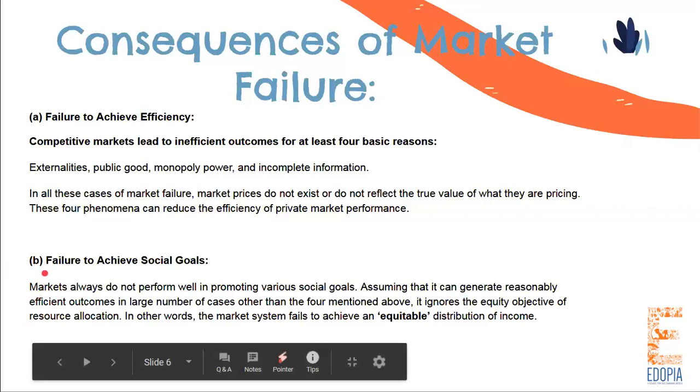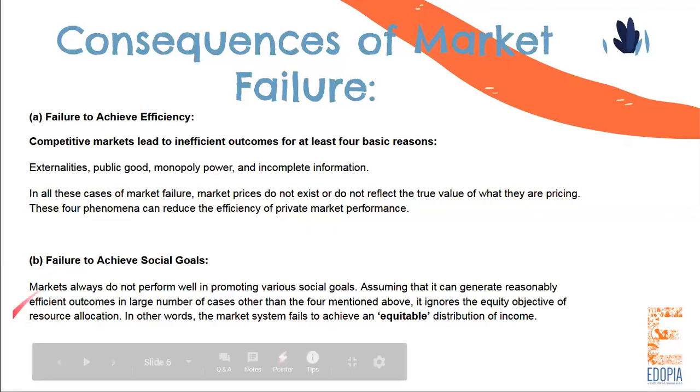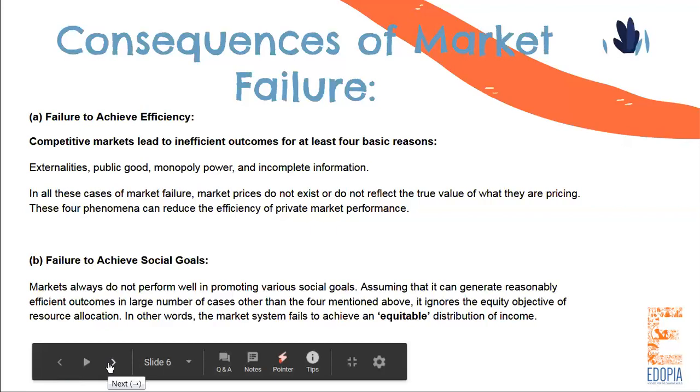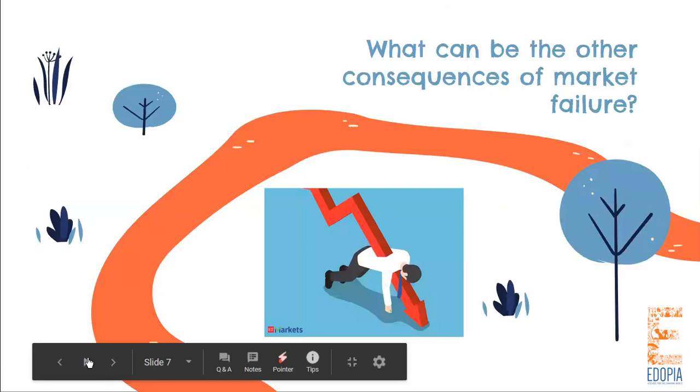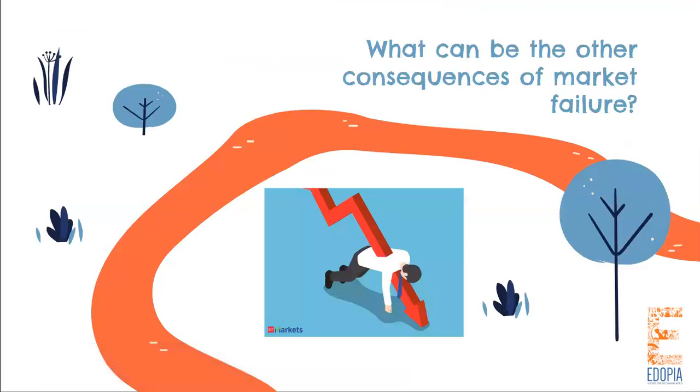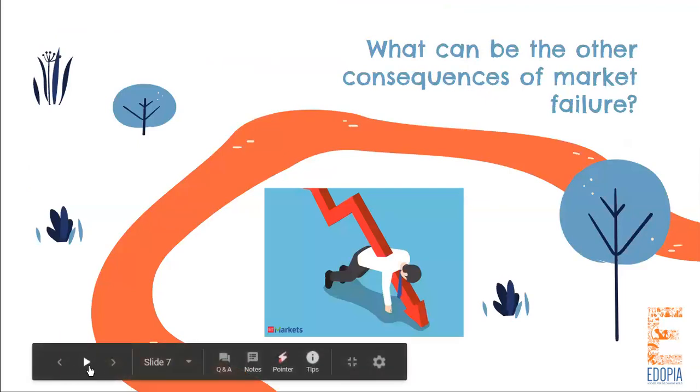As we move towards the second point, it says failure to achieve social goals. As social goals are not the aim of free market forces, which aim to maximize their profit, they do not consider the equitable distribution of income or resources. So this becomes another consequence. There are other consequences of market failure too. You have to look for them, and you have to tell what can be the other consequences of market failure.